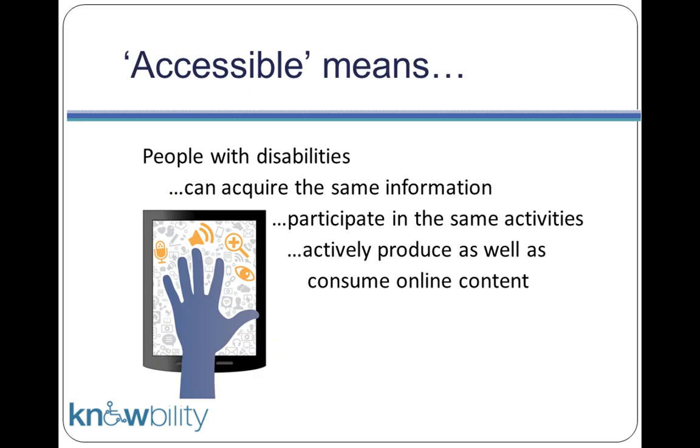Okay, so what are we saying when we say accessible? And it's actually very simple. We start with people. People with disabilities can acquire the same information, participate in the same activities, and actively produce as well as consume online content. I think the reason we like to emphasize this part about people is that, as we saw in the poll, after funding, meeting the technical requirements is going to be the most difficult thing. But it's always good to remember that what we're really talking about here is making sure that people with disabilities are able to use the site, get information from the site, and contribute in the same way as people without disabilities.